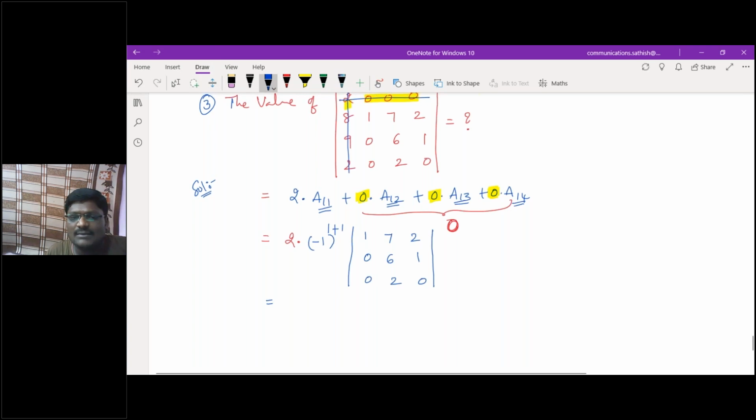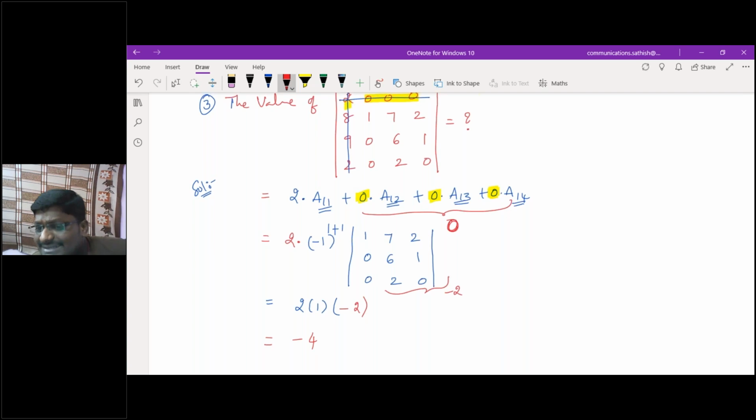Now you need to calculate the determinant for this matrix and multiply it. So 2 into -1 whole power 1 plus 1, which is -1 whole square, which is plus 1 only. So 2 into the determinant of this matrix. The determinant of this matrix you will get as -2, which is multiplied with 2. So the answer for this problem is -4.